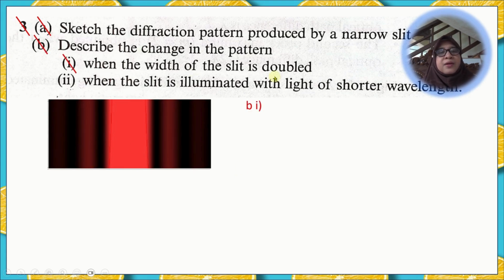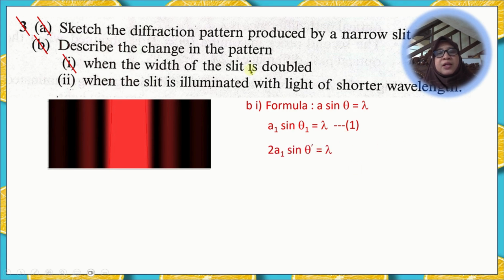Okay, when the width of the slit is doubled, using the formula a sin theta equals lambda. Initially, let's say the width of the slit is A1. So the angle is sin theta 1 and equals the wavelength lambda. So this is equation 1. For the second equation, we double the slit, becomes 2A1, and sin theta prime, this is what we are going to find, what happened to the theta prime. Lambda will be the same.